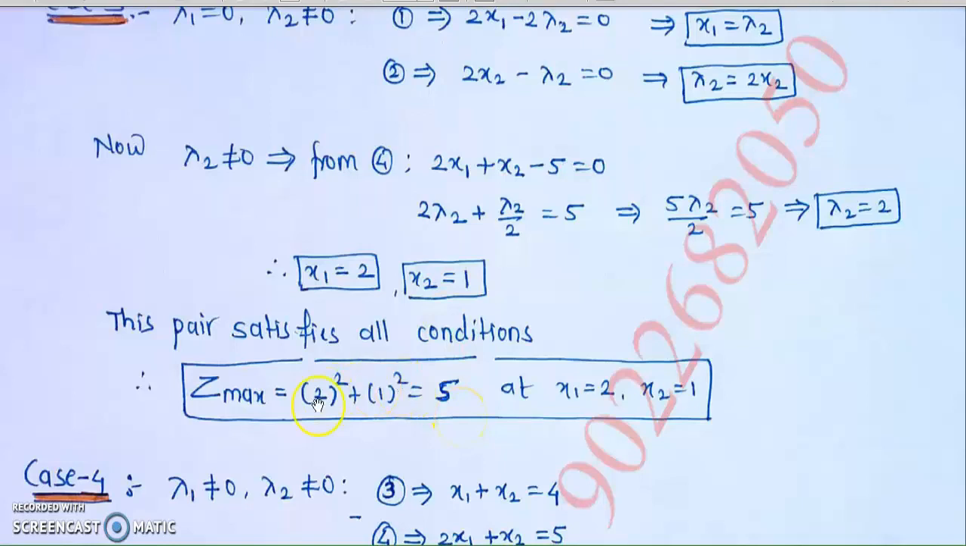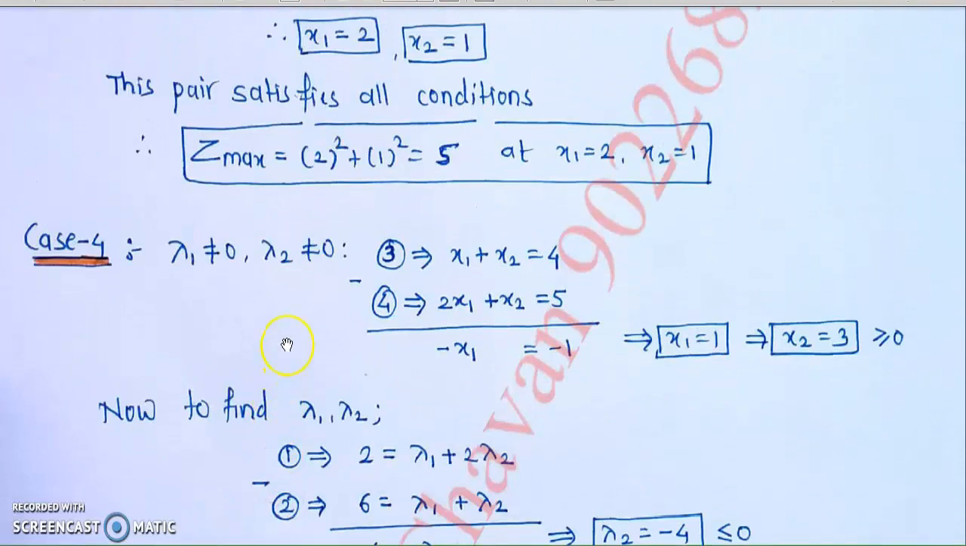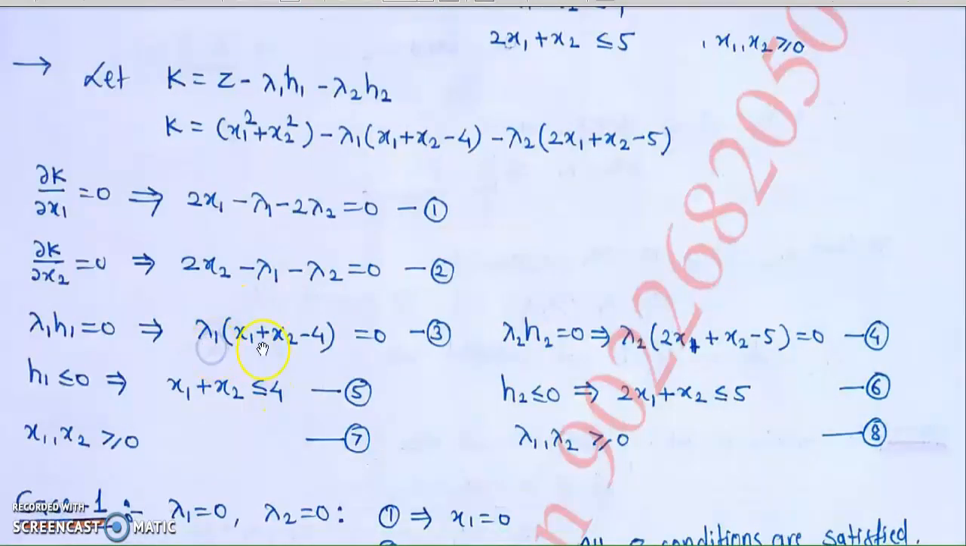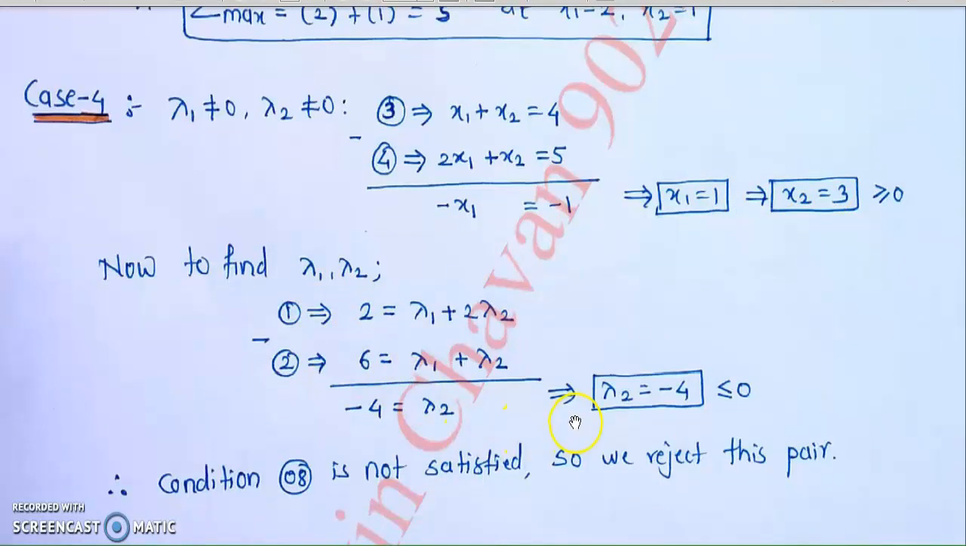Now we have case number 4, that is both are non-zero. If both are non-zero, from conditions number 3 and 4, if lambda 1 is non-zero, then this bracket must be 0. So we get x1 plus x2 equal to 4, and the fourth condition gives us, if lambda 2 is non-zero, then this bracket must be 0, that is 2x1 plus x2 must be 5. If we solve them simultaneously, we get x1 is equal to 1 and x2 is equal to 3. Both are positive. Now once we have x1 and x2 values, we update them in equations number 1 and 2 to get the corresponding lambda 1 and lambda 2.